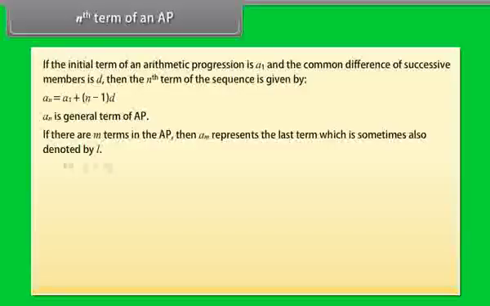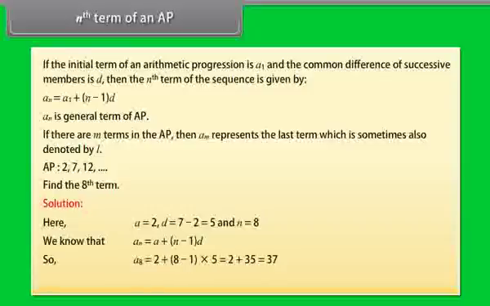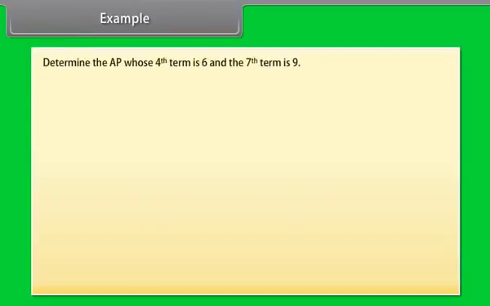Now by using the formula of the nth term, let's find the 8th term of the given AP. Here a is equal to 2, d is equal to 7 minus 2, which is 5, and n is equal to 8. We know that an is equal to a plus n minus 1 d. So, a8 is equal to 2 plus 8 minus 1 into 5, which is equal to 2 plus 35, which equals 37.